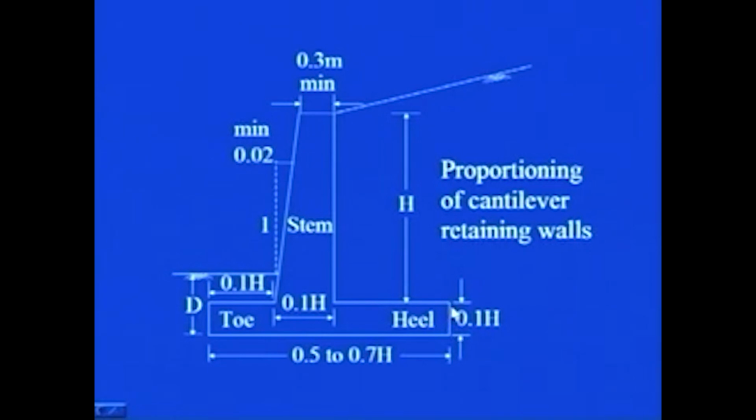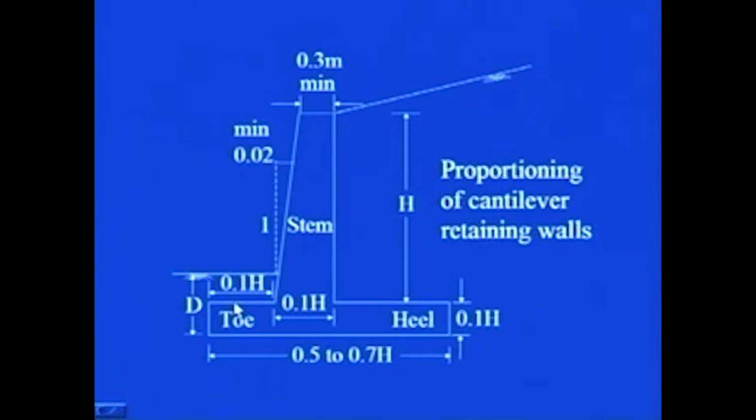It is not the base width, it is the thickness of the base slab. Base width is this. So, base width should be 0.5 to 0.7 times h, but the thickness of this base slab should be of the order of 0.1 times h. So, let us say you have to construct a 20 meter high cantilever retaining wall, then 0.1 times h becomes 2 meter, right. So, you first assume the thickness of this base slab to be equal to 2 meter, and then accordingly you can choose all these dimensions.